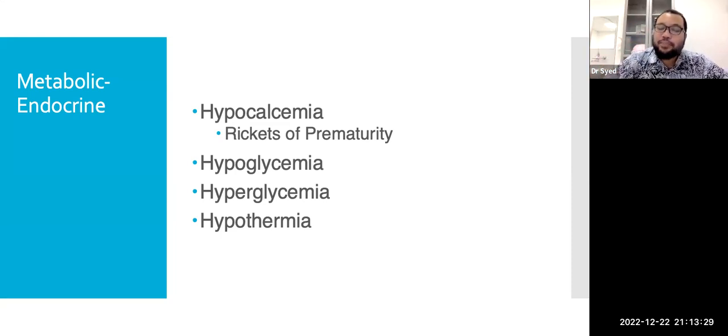They are at more risk of hyperglycemia too. Why? Because of stress, hyperglycemia. So hyperglycemia can cause stress. Then their pancreas is still immature. When the pancreas is still immature, they don't produce insulin properly. The insulin receptors are also immature. So they are at risk of developing hyperglycemia.